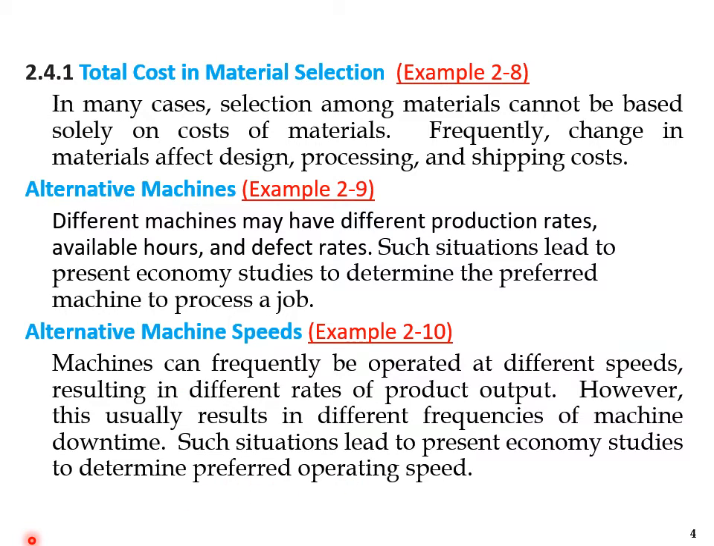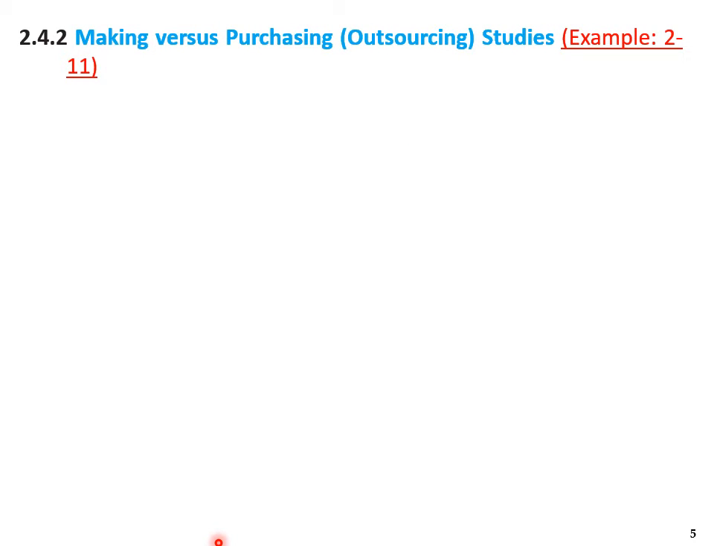So we will not go over these examples here, but please read these examples by yourself. They are very clear. They are very easy to understand. Please read all these examples and try to appreciate these present economic studies. Another important present economic studies analysis is make versus purchase, or sometimes we call it outsourcing studies. Example 2.11 in your book is one of these kind of analysis. Please read that one as well.